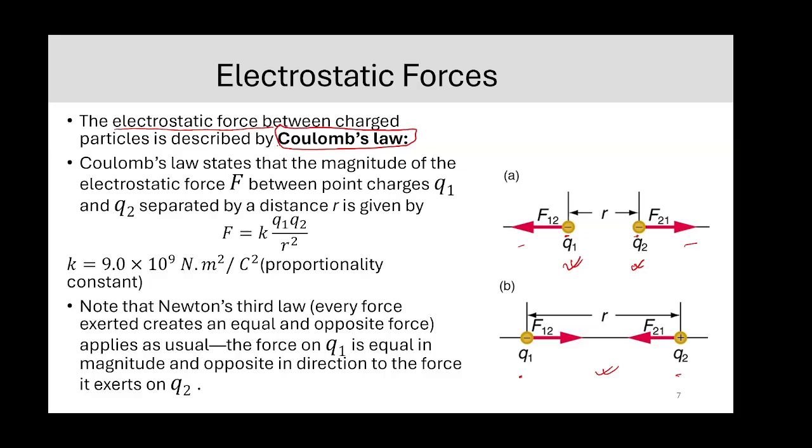The magnitude of this electrostatic force is defined by Coulomb's law, and the formula given by Coulomb's law is force equals k times Q1 Q2 over r squared. Here k is the proportionality constant, and the magnitude of this proportionality constant is 9 times 10 to the 9 newton meter squared per coulomb squared. Q1 and Q2 are the charges, and r is the distance between these two charges.